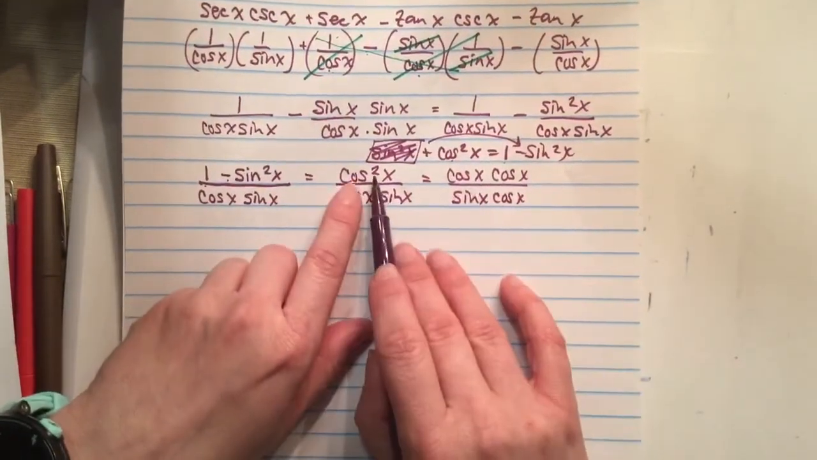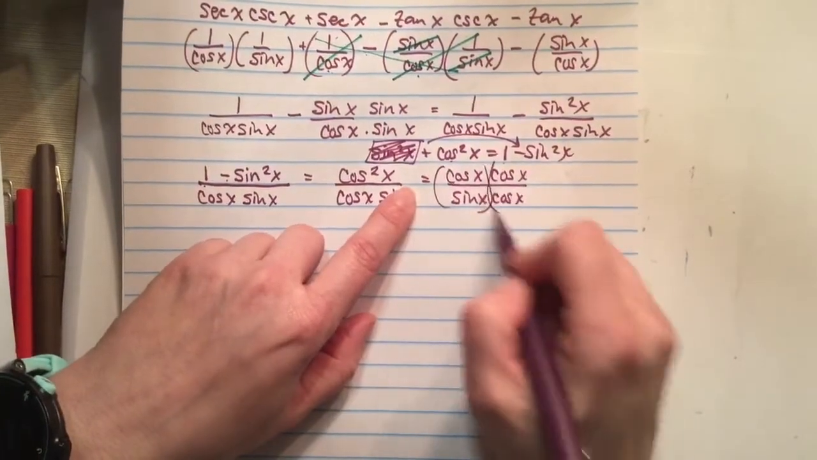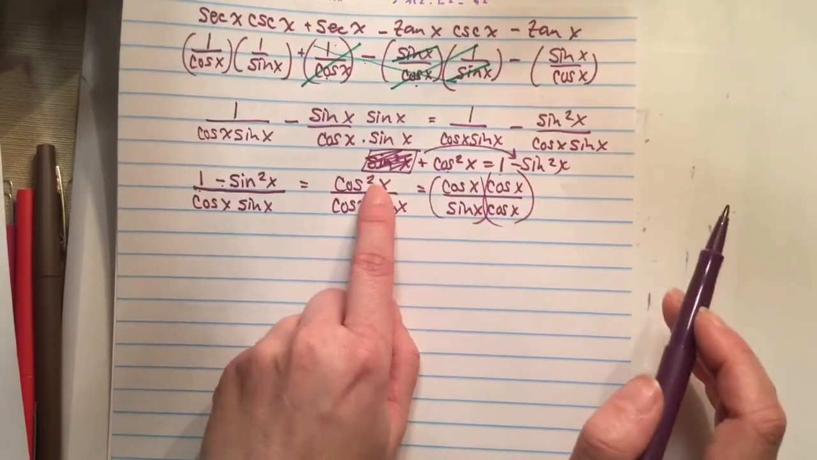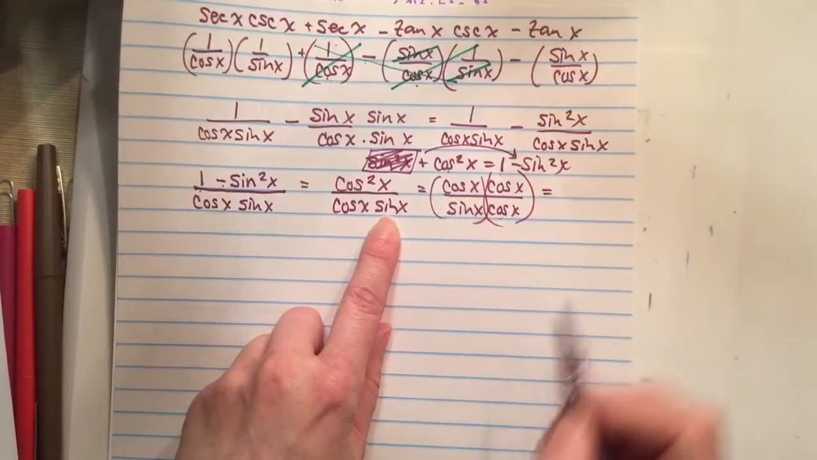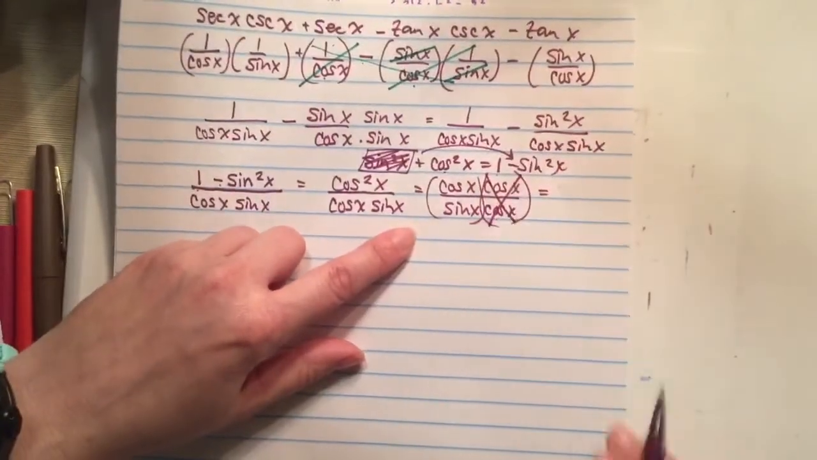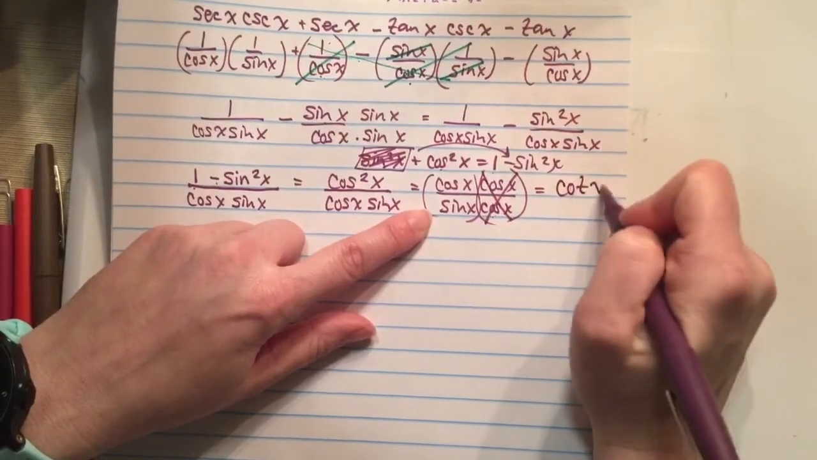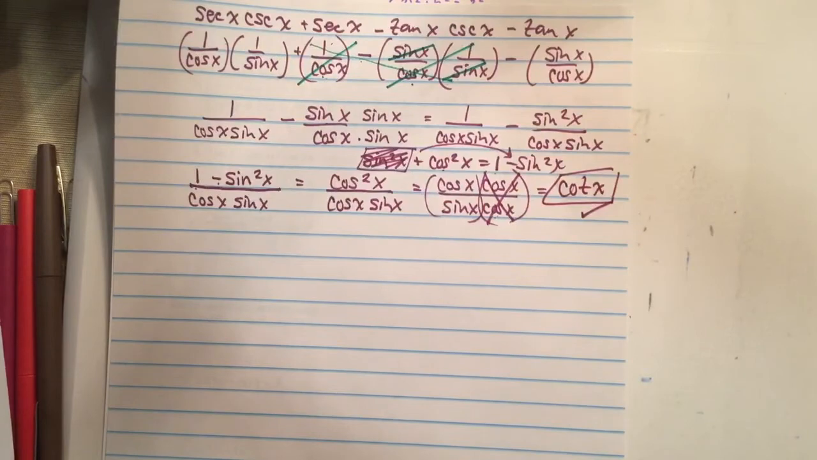But what I can do, because this is a 2, knowing that there's 2 of them, I can realize that this is like 2 fractions being multiplied because cosine times a cosine is cosine squared. Sine times a cosine is cosine times a sine. So now I can look at this. Cosine cancels a cosine. Cosine over the sine is the cotangent of x. You just did a proof. You verified it. Ta-da! Done.